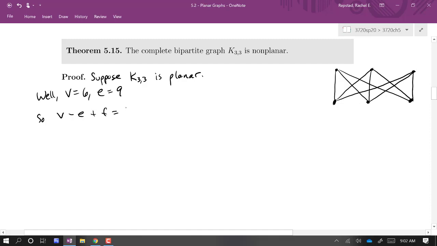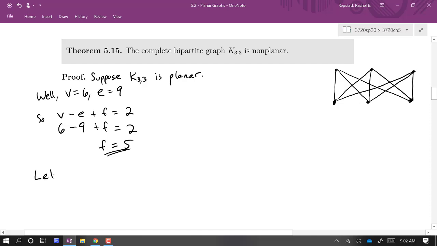Now Euler's formula looks like this. So 6 minus 9 plus F equals 2, and this means that F is equal to 5. So if it's planar, it has 5 faces, all right? Now, any bipartite graph, we split it up into 2 groups of vertices. I think of the top group and the bottom group. So I'm going to just label these groups. I'll have group A of vertices and group B of vertices.